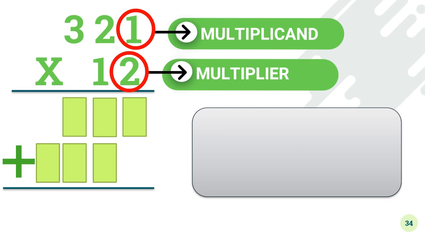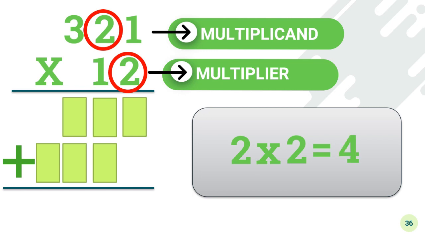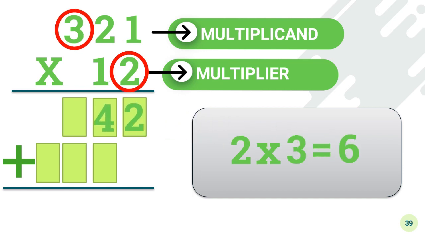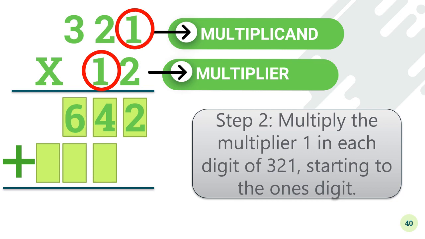So we have 2 times 1 is equal to 2. Then 2 times 2 is equal to 4. And 2 times 3 is equal to 6. Step 2. Multiply the multiplier 1 in each digit of 321, starting from the ones digit.